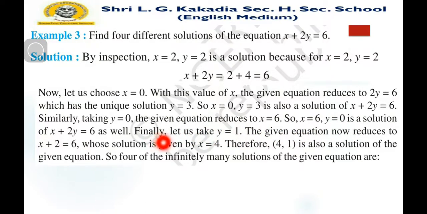So four of the infinitely many solutions of the given equation are (2, 2). If you put x is equal to 2 and y is equal to 2, then you get a solution of the given linear equation. If you put (0, 3), then you can find a solution of the linear equation, as well as (6, 0) and (4, 1). These are 4 different solutions of the given linear equation. As well, you can find infinitely many solutions by putting values of x and y alternately.